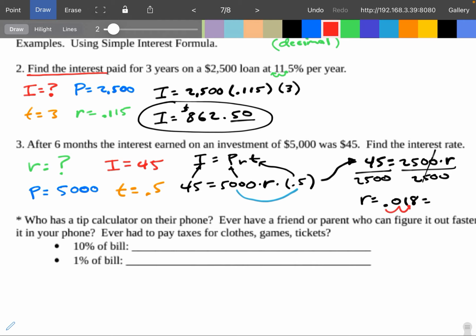So to go backwards here, you guys, we've been converting from the percent to the decimal. So to change from the decimal back to the percent, you got to move the decimal point 2 places to the right. So it would be 1.8%. And since it's a percent, we'll put the percent symbol on there.